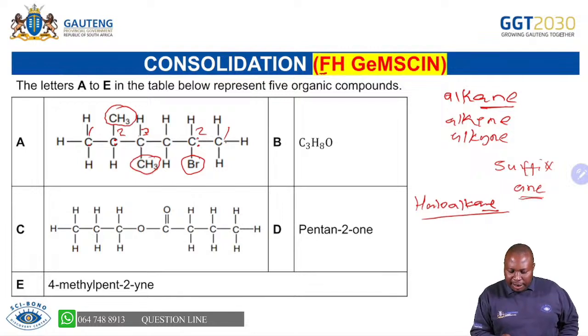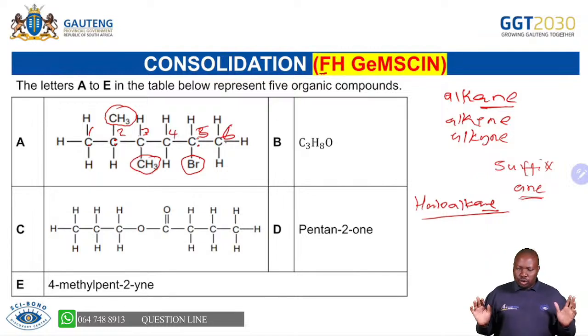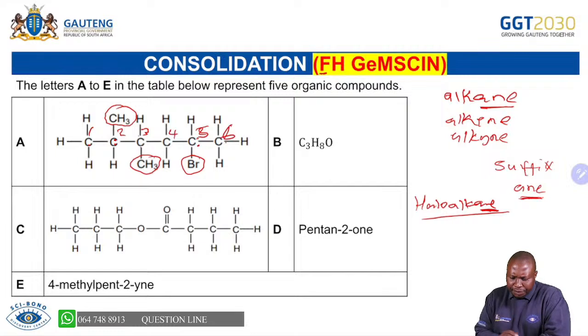So carbon number 1, number 2, number 3, number 4, number 5, this becomes carbon number 6. Please ensure that you do that. Now, you start now. We said the name will end with the "ane" because it is a haloalkane. Haloalkanes end with "ane". Now, we have 6 carbons, and 6 carbons we said is hex. So this must be hexane.